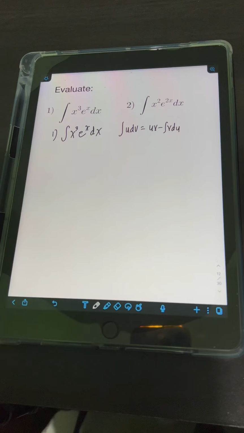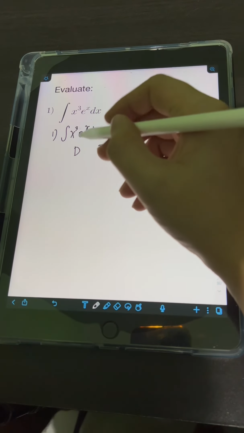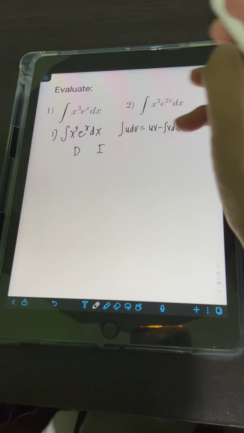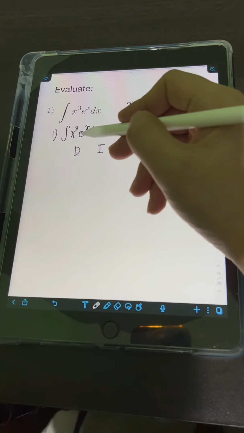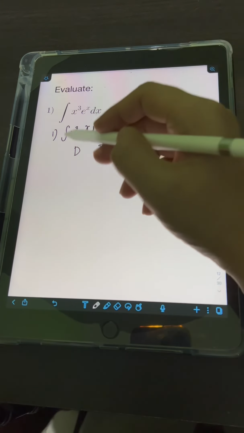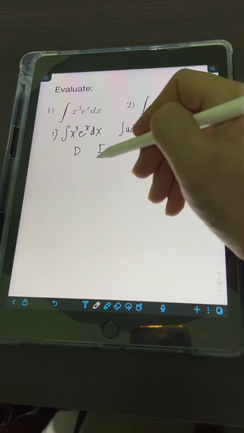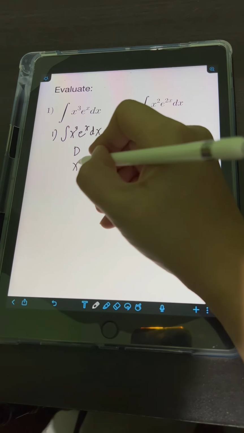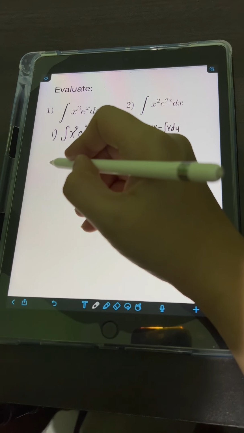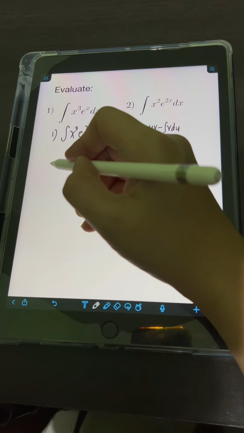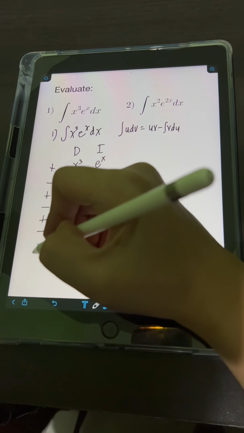So how to use the DI method? We will use the function to be integrated and differentiated from the given integral. Usually, if we have the product of a power of x times e raised to something, we put the power of x under the derivative and we put e raised to something under the integral. So we will have x cubed for D and e raised to x for I. Then we need to put alternating plus minus signs on the side: plus, minus, plus, minus, and so on.